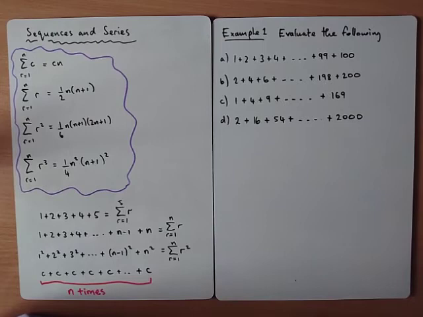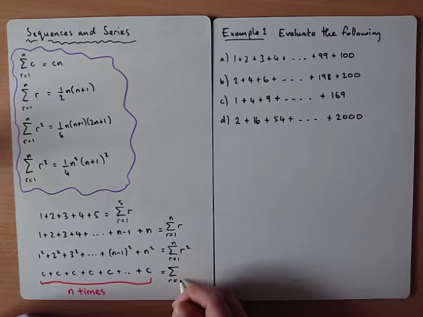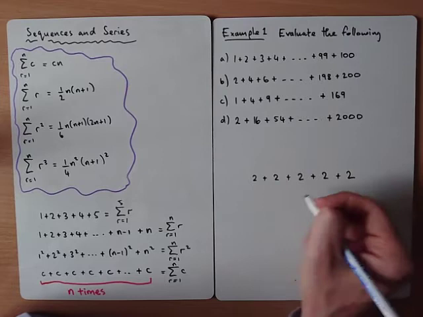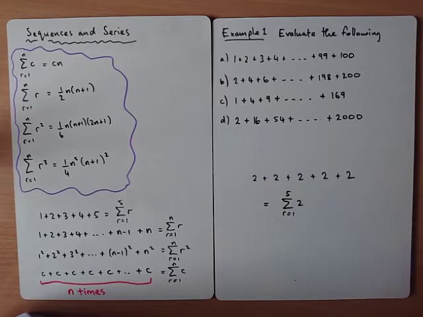One that sometimes people get a little bit caught out by is when you've got a constant. But this should be obvious if you just think about it for a second. If you've got a constant, say 2 plus 2 plus 2 plus 2, if you've got n lots of that constant, then we could just say we're going from 1 to n, and it's just n lots of the constant. The constant doesn't change, so we'll use a different letter. So, for example, if we had 2 plus 2 plus 2 plus 2 plus 2, we could say that is the sum of 5 lots of 2.